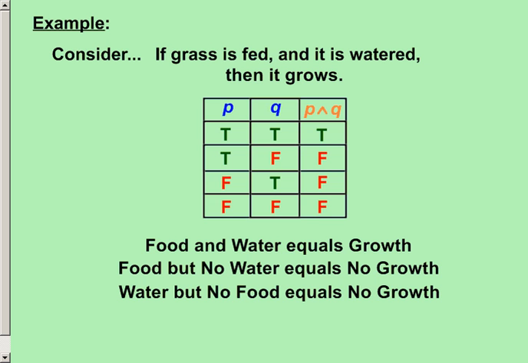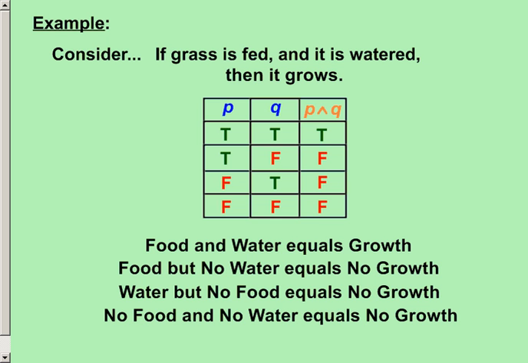And of course, you can guess what the final line is going to say if we have both false statements for the grass being fed and it being watered. Obviously, it is not going to grow at all. Okay, so there's kind of how an and table would actually apply to a real situation.